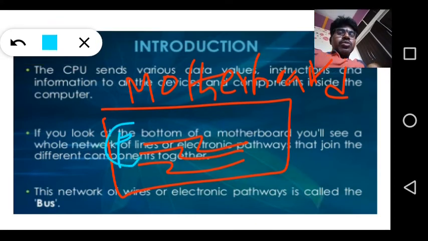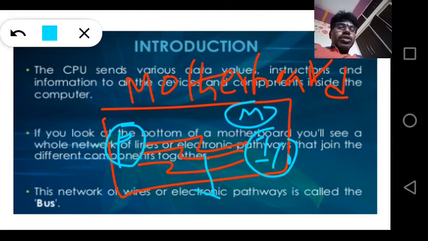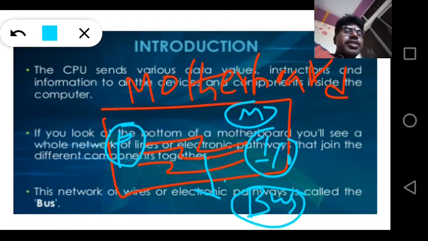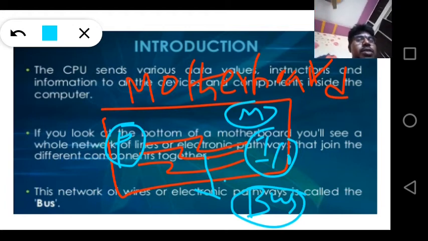If this is my processor, IO devices, memory, IO interface, all this is connected using this network of lines or electronic pathways, which is called bus.